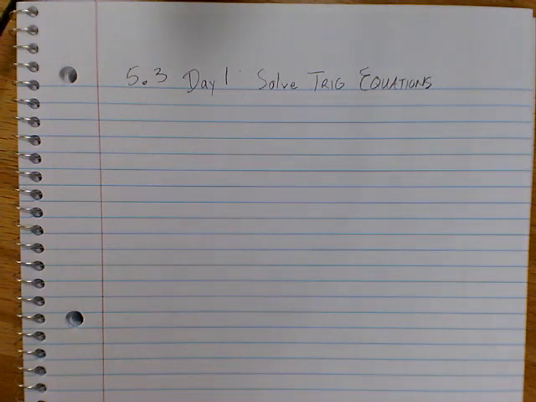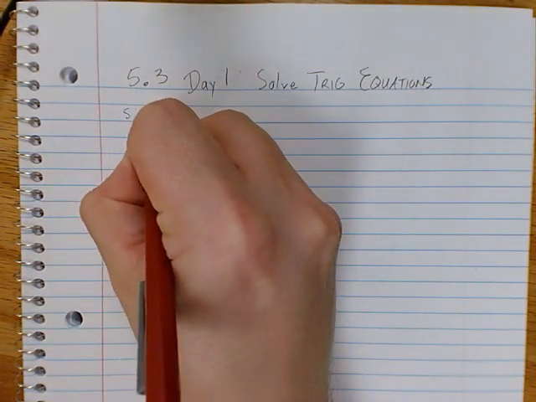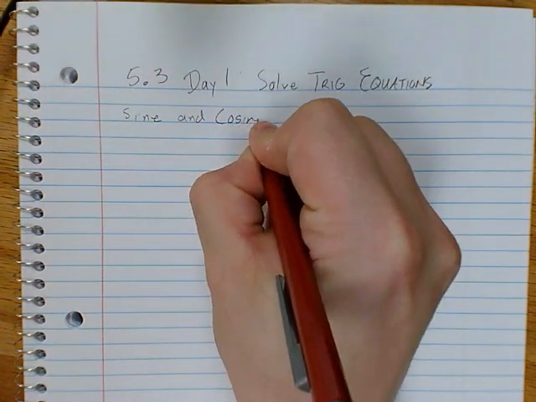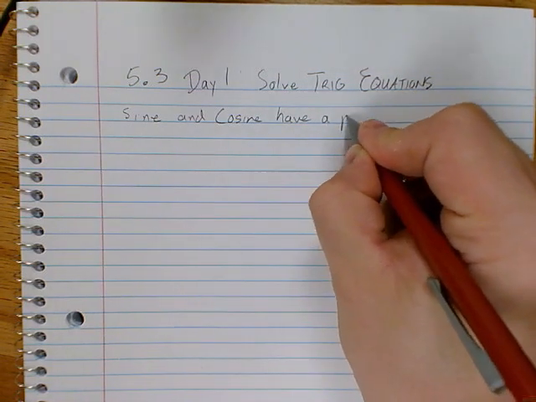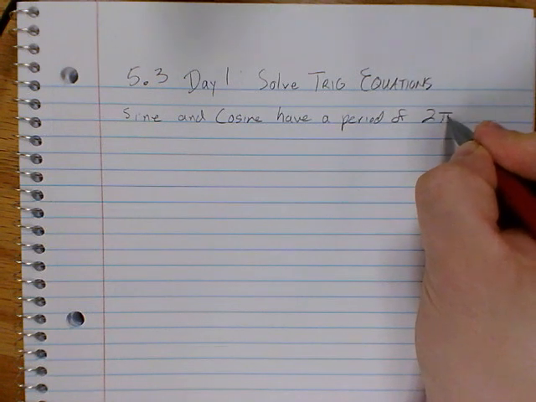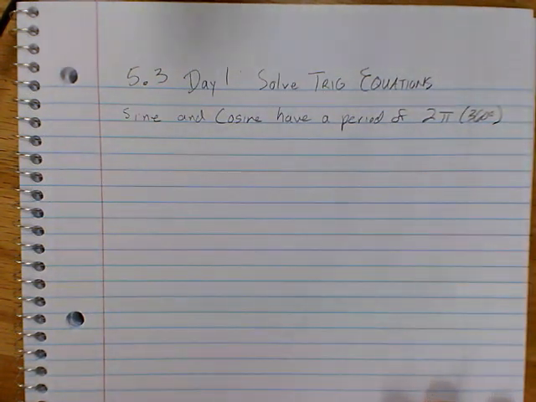Well, the first thing we're going to talk about is the concept of sine and cosine having a period. So sine and cosine have a period of 2 pi each, which is also the same as 360 degrees.